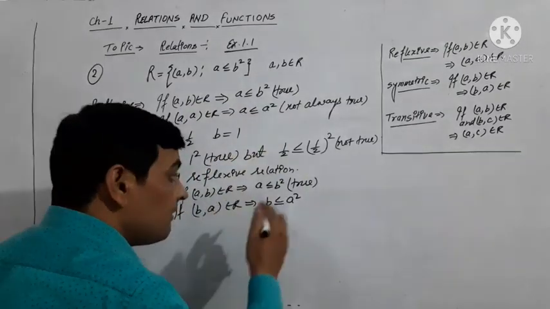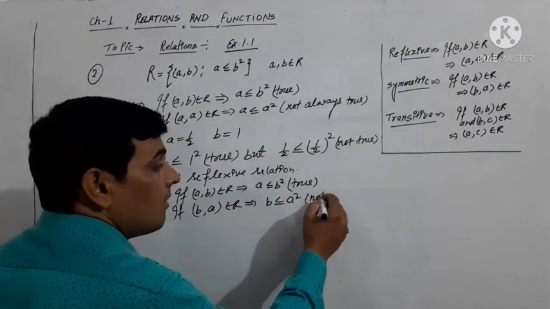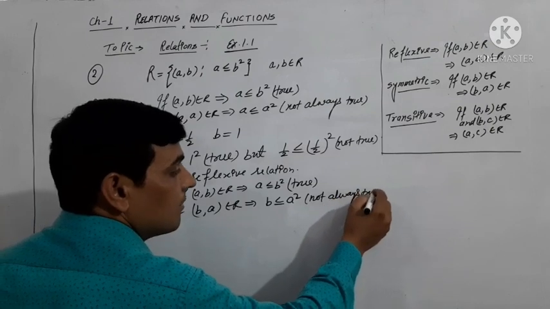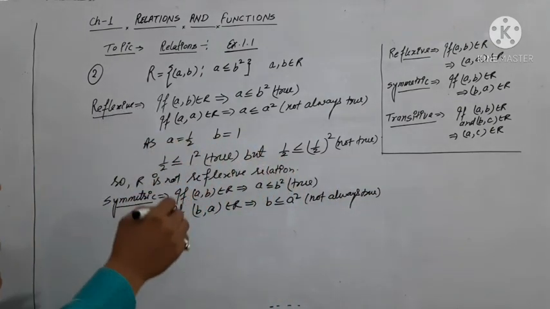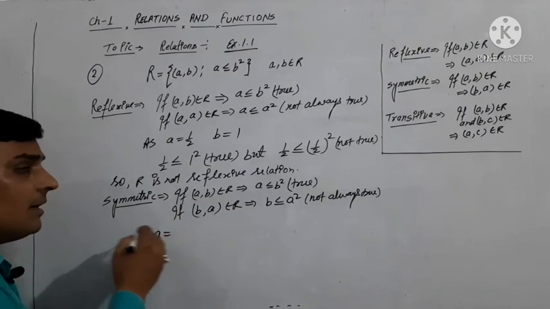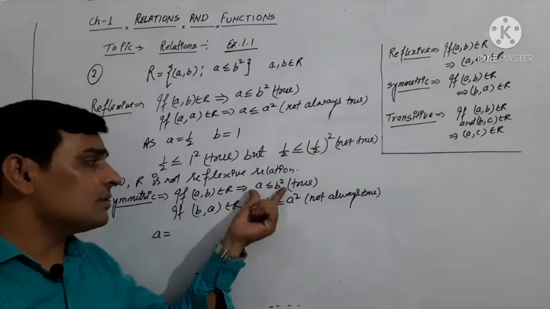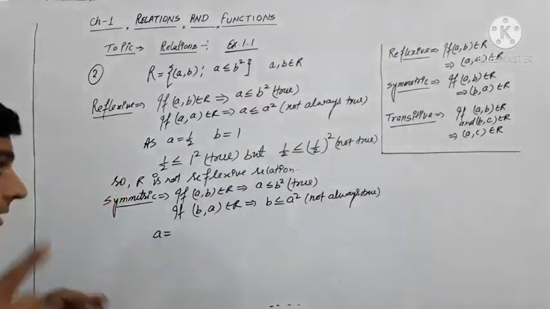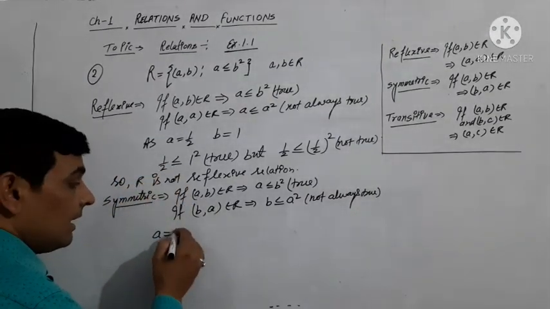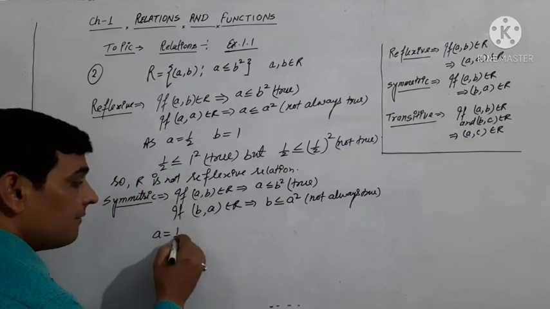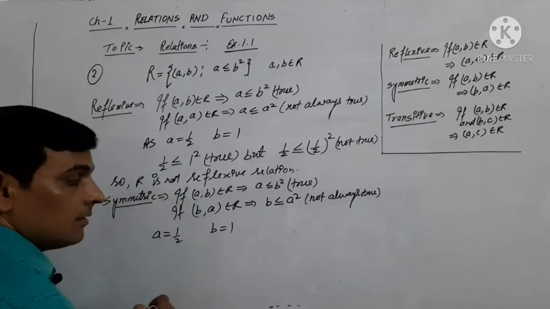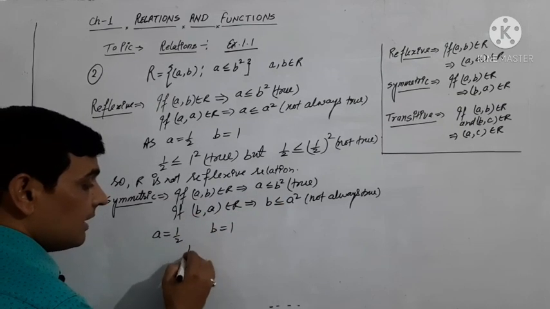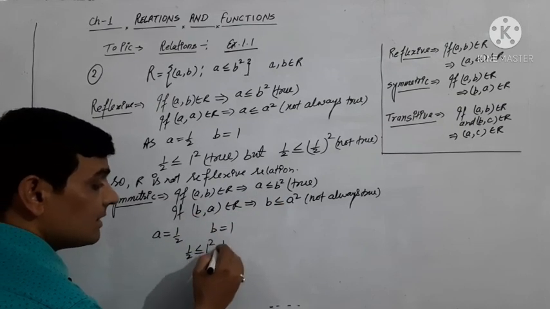We are taking one example again. This is not always true. Why? Can we take an example where this condition is true and this is not true? Can you take? Yes, I will take. Let a equals half again and b equals 1. Then the first condition, a is half, less than or equal to 1 square. This is true.